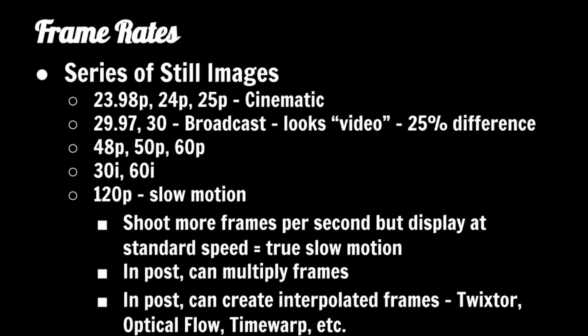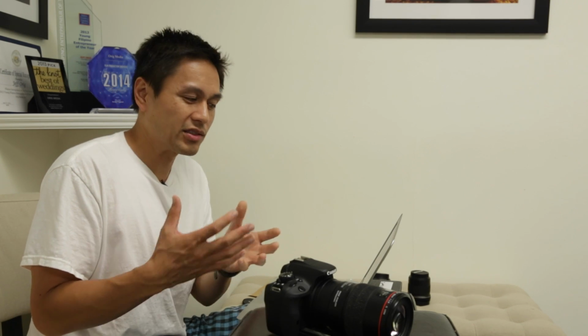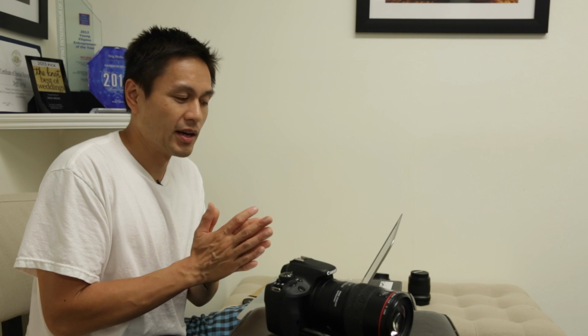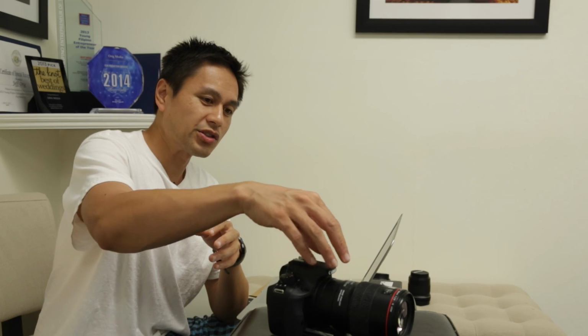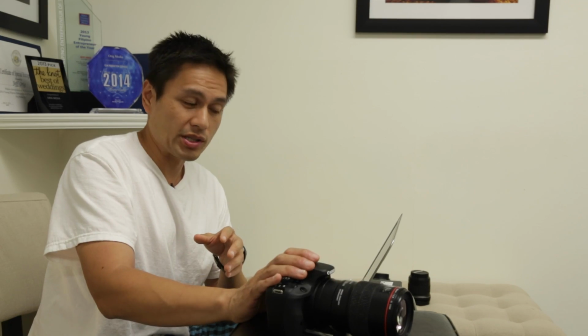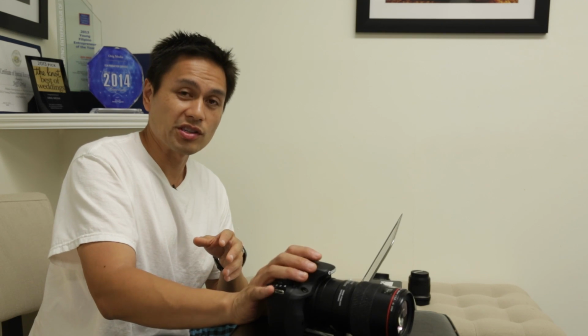Some other frame rates to note here: there's 48p, 50p, and 60p. Now, 60 frames per second is another broadcast standard that is in use in some places, but I don't think it's as widespread as 30p. But one of the things that we as DSLR filmmakers are able to take advantage of is we can shoot slow motion if your camera can shoot 60 frames per second.